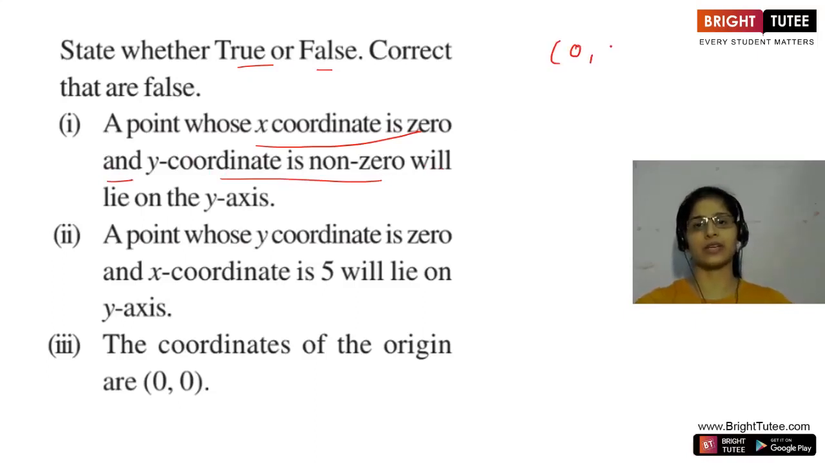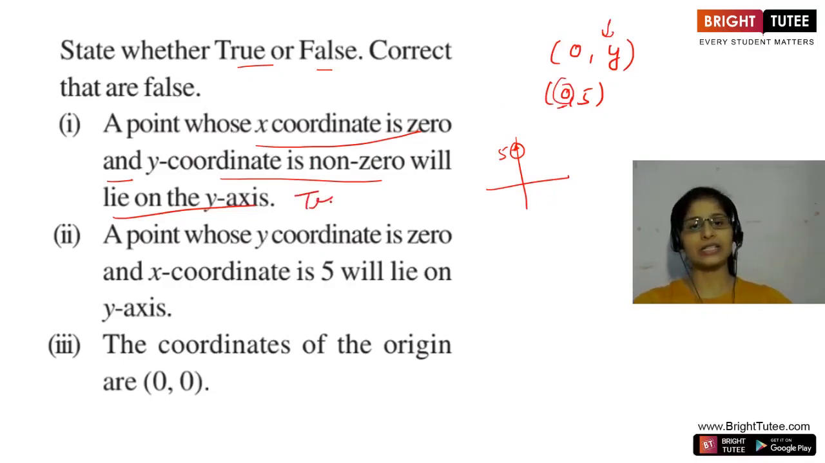Suppose I take a y coordinate with some value, say (0, 5). It lies on the y-axis. So 0 is the value of x and 5 is here. So this will be the point. It is lying on the y-axis. So they are saying a point whose x coordinate is 0 and y coordinate is a non-zero number will lie on the y-axis. So yes, this statement is true.